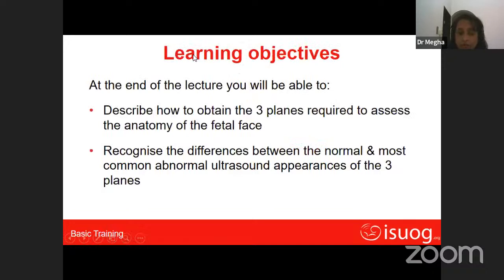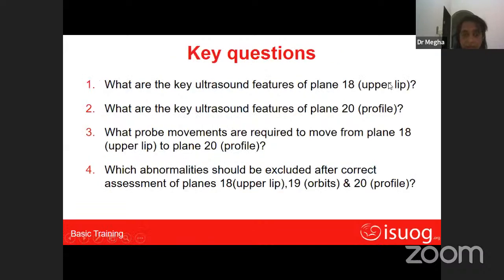And so I do hope that by the end of this talk, you will be able to understand and to obtain the three planes which are required to assess the fetal face, and also recognize the differences between the normal and the most common abnormal ultrasound appearances of the three planes.